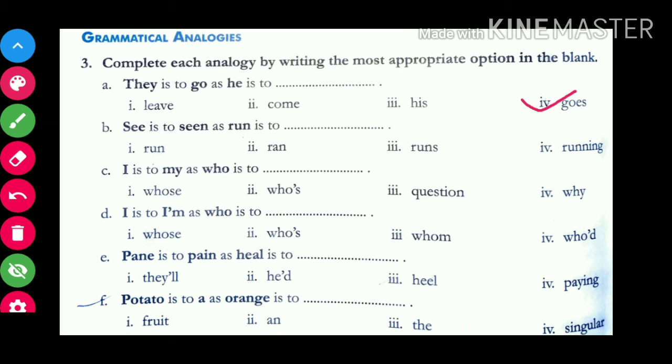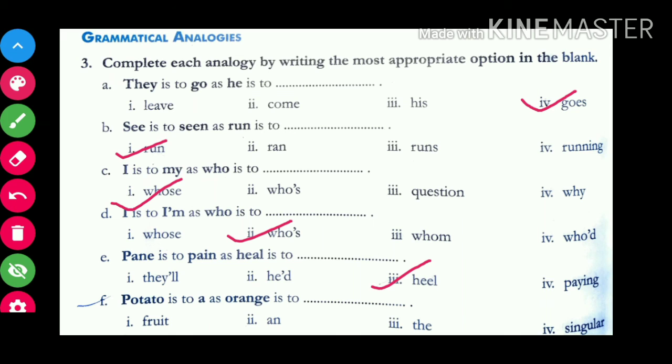B. See is to seen as run is to. Yes, it's run only. Next, I is to my as who is to whose. D. I is to I am as who is to whose. This one, second one. If pain is to pain as heal is to heal. Same pronunciation again.